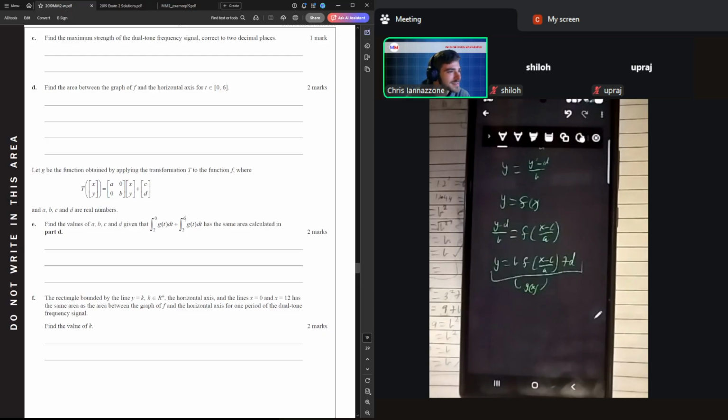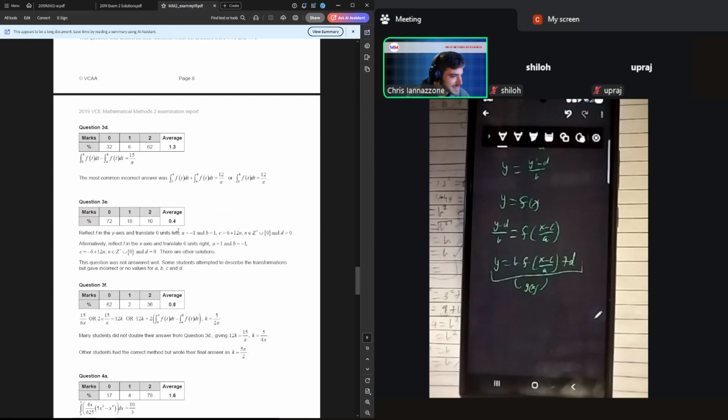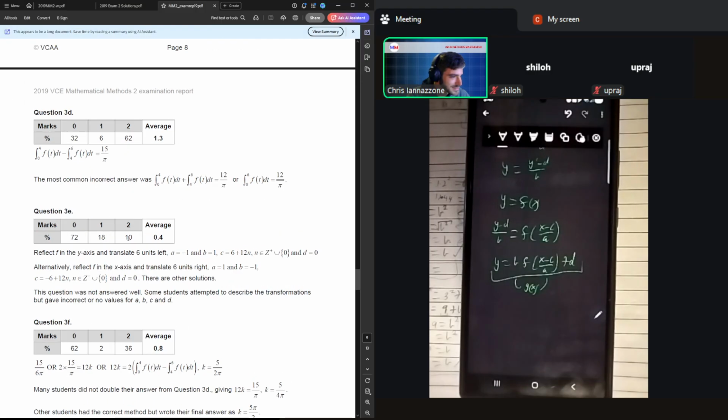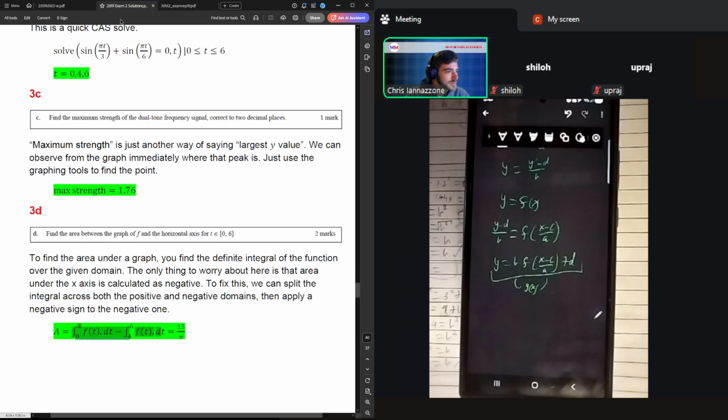I'm just, real quick, want to double check and see what the pass rate on this was. So what was this? This was 3E. Let's have a look. Oh, 10% for 2 marks. Not bad. Cool. So what did I do?